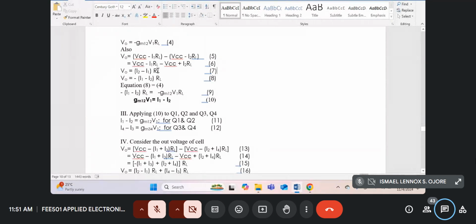But I want to put it in the form of the collector current of the first transistor minus the collector current of the second transistor. So I want to put I1 first, so I have to put a minus sign. So we get V0 can be written as minus into brackets I1 minus I2 RL. So equation 8 is just the same as equation 7, but we need it in this form.